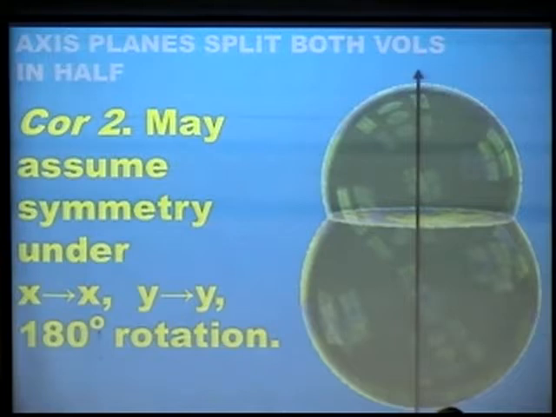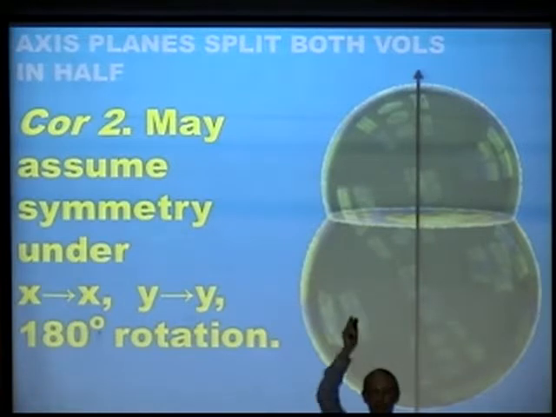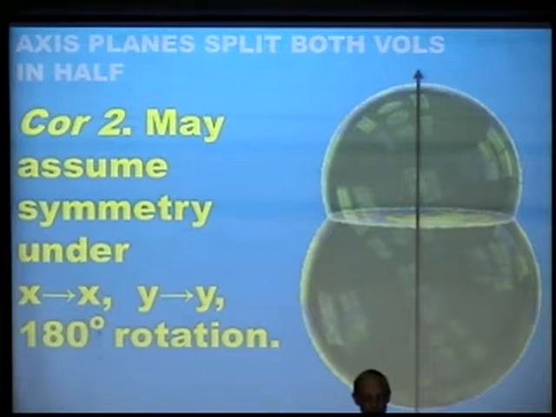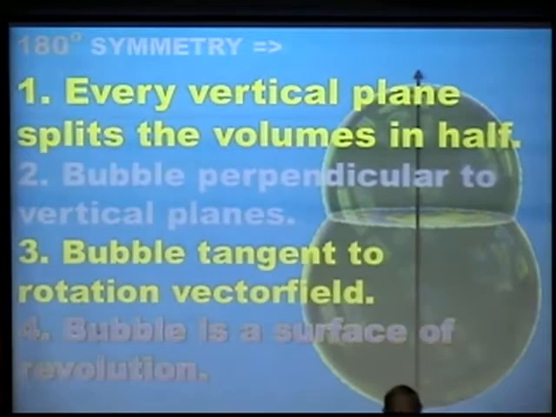If you compose those symmetries, you get symmetry under 180 degree rotation, which means that every plane through the z-axis splits the volumes in half. So every vertical plane now splits the volumes in half.